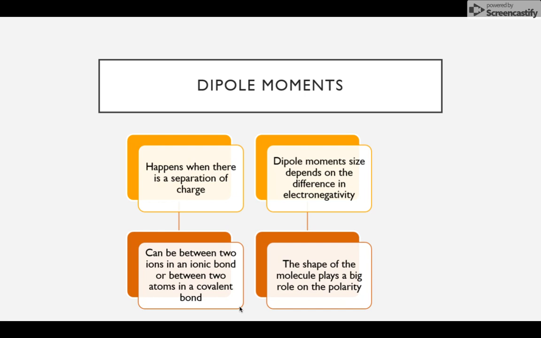The size of the dipole moment is going to depend on the difference in electronegativity. So, how much difference there is in the different ions' electronegativity. And the shape of the molecule plays a big role in polarity. Just because the atoms might be polar, when you actually get the shape of the molecule, they might end up not being polar.